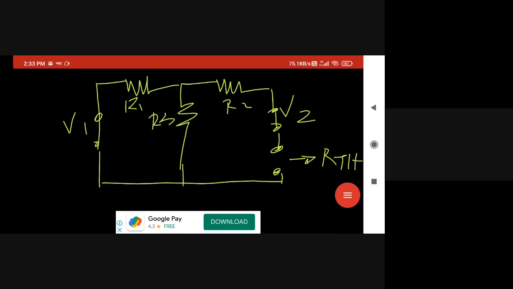Now what is RTH? Theoretically, if you want to see, RTH is nothing but R1 parallel with R3.